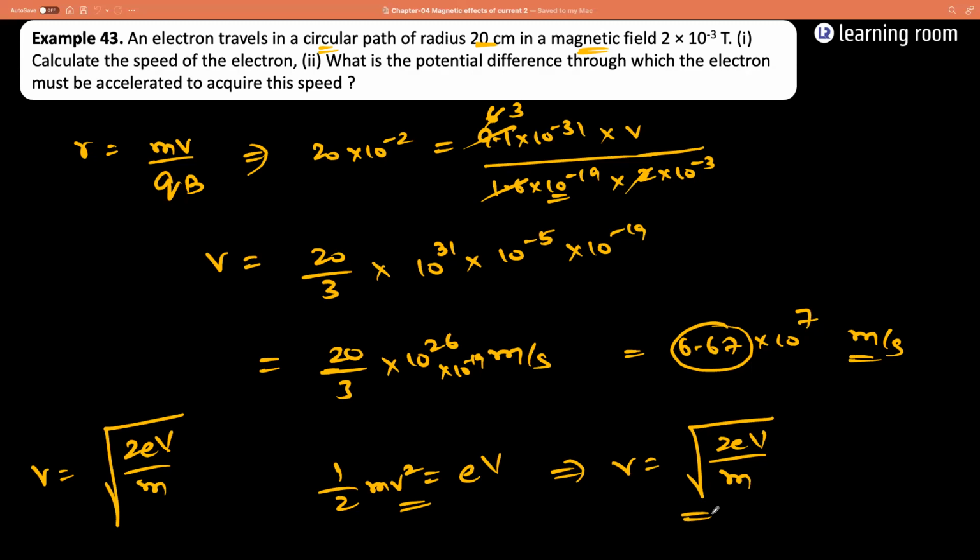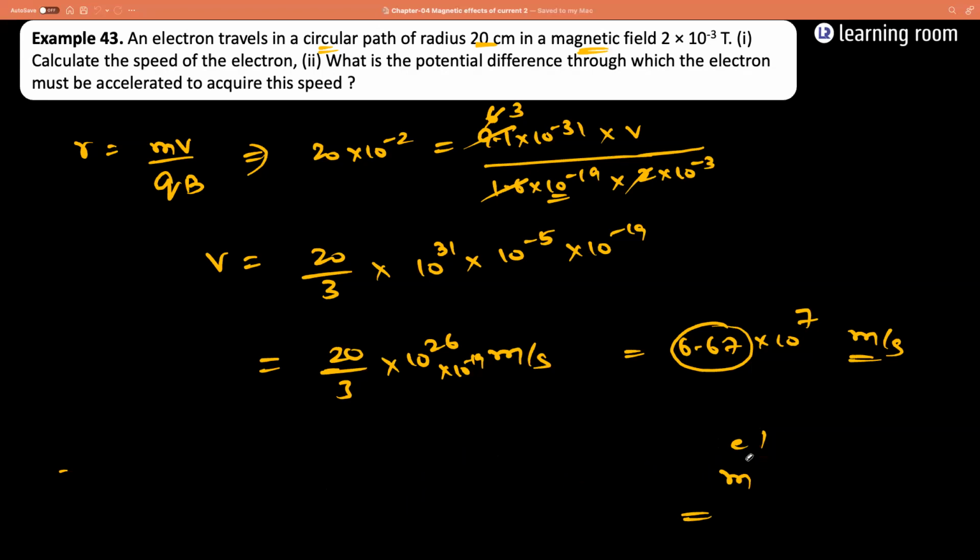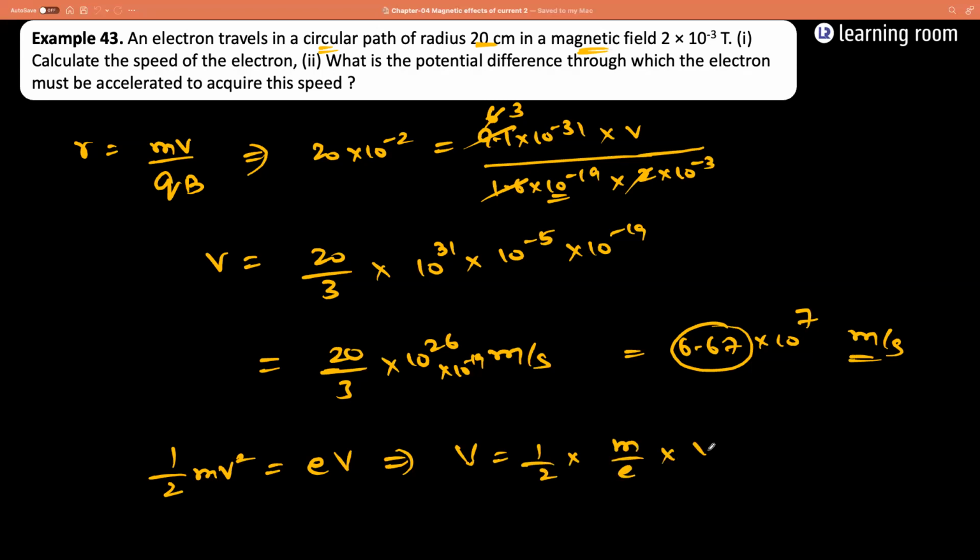So they are asking for the potential only, no? So if potential is asked, I don't need all these things. Half mv square, I will equate it to E into V. Half mv square is equal to E into capital V, which implies capital V will be equal to half into M divided by E into V square. So M divided by E, I told you, approximated to 6. So this will be 3. So 3 into V square. So 6.67 square into 10 power 7 square.